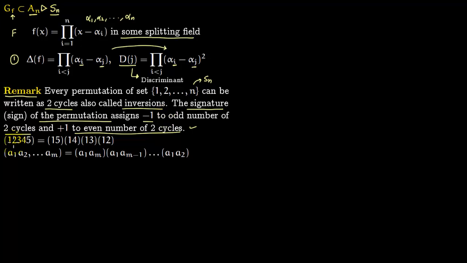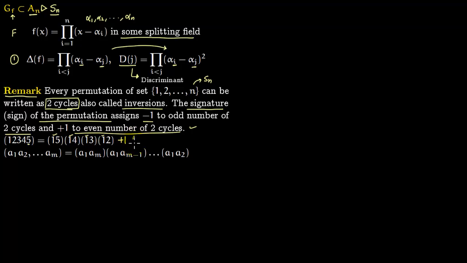So let us see an example. Say you have a permutation like this: 1 2 3 4 5. You can write it as two cycles. You keep 1 always in the front in all the permutations, and you start with the last one. 5 is here, then 4 is here, then 3, then 2. So count them: 1, 2, 3, 4. There are 4 two cycles, and so the sign of this permutation is just +1 because there is an even number of two cycles.